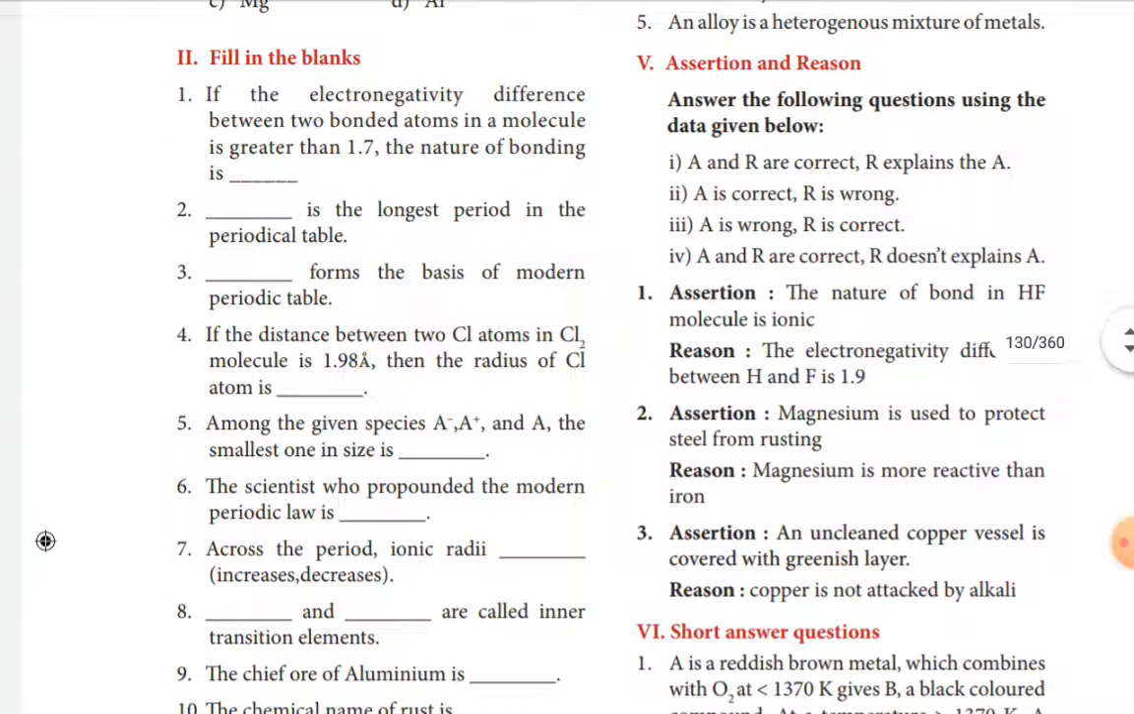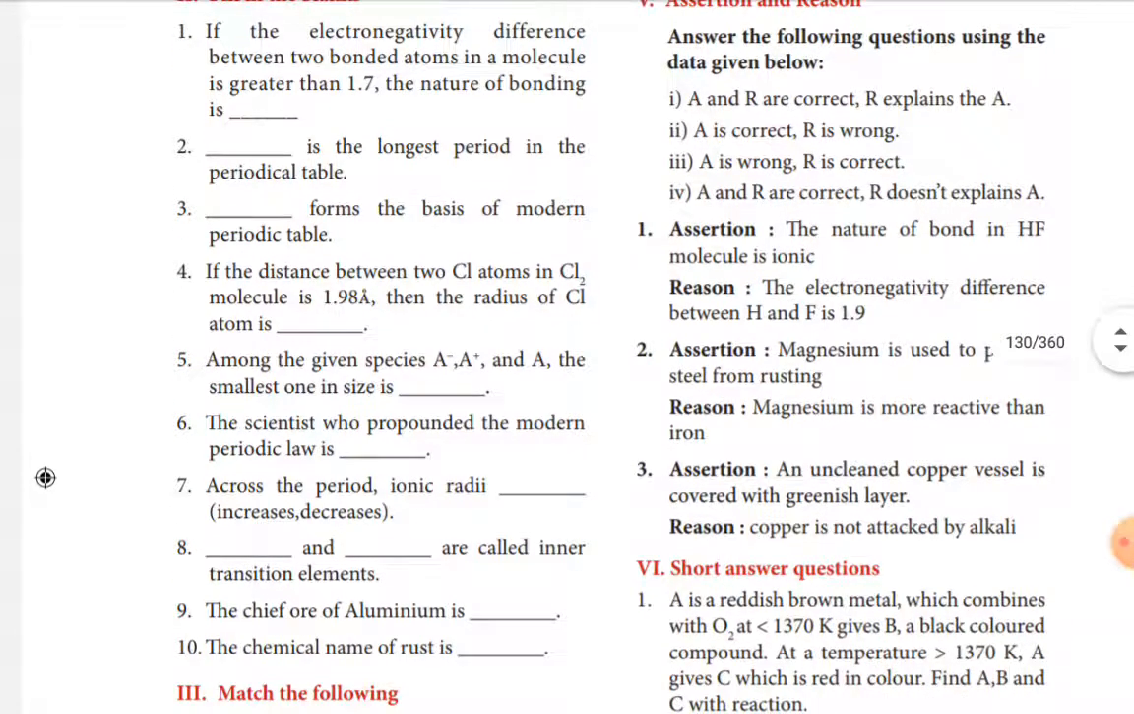If the electronegativity difference between two bonded atoms in a molecule is greater than 1.7, the nature of bonding is ionic bond. Dash is the longest period in the periodic table. That is the sixth period. Sixth period is the longest period. Then atomic number forms the basis of the modern periodic table. Atomic number.